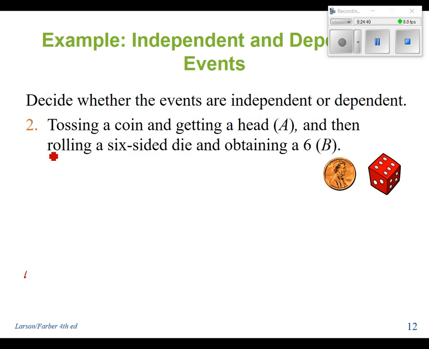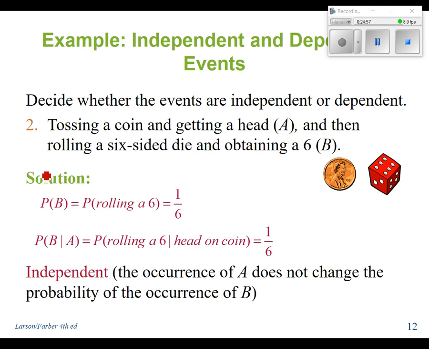Tossing a coin and getting a head, then rolling a 6-sided die and getting a 6. Independent or dependent? Independent. One doesn't affect the other. If we toss a head, that doesn't mean that we're going to get a 3 on the die or anything like that. So they're independent of each other.